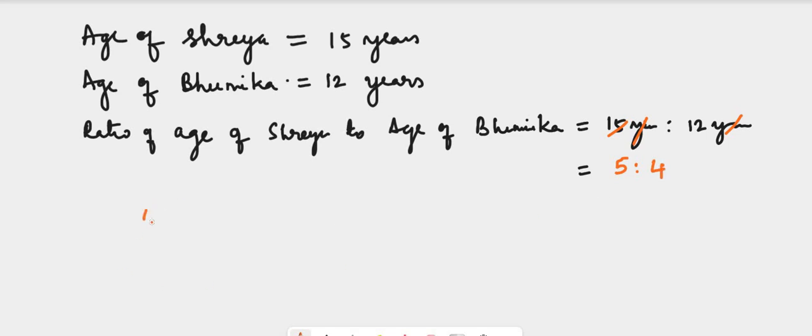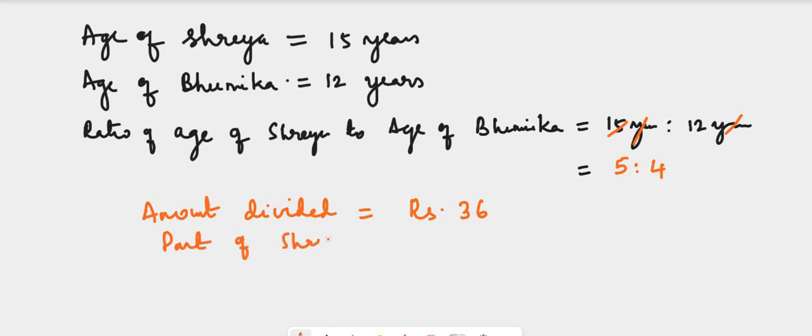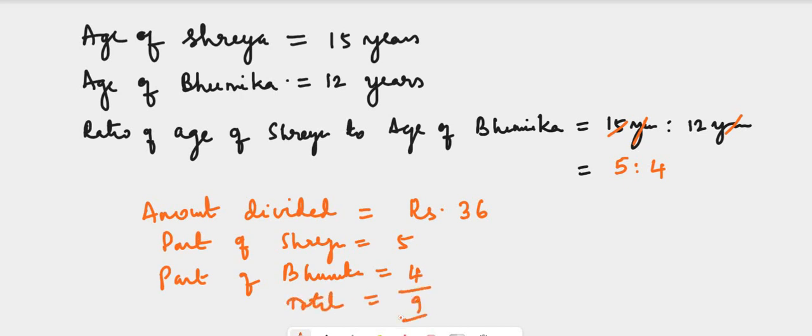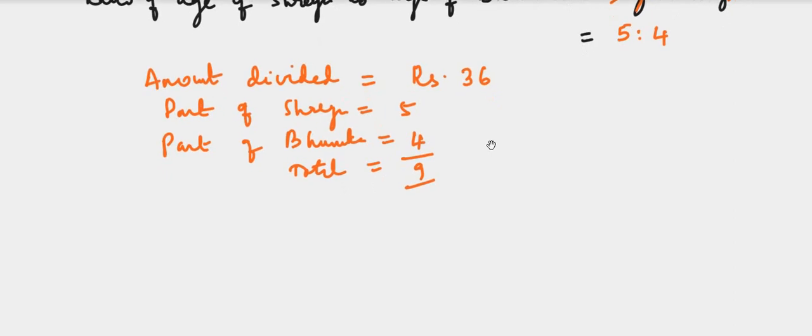This is the required ratio. Amount distributed or divided is equal to 36 rupees. So part of Shreya equal to 5, part of Bhumika 4. Total 9 parts. So now you have to distribute this amount in this ratio.